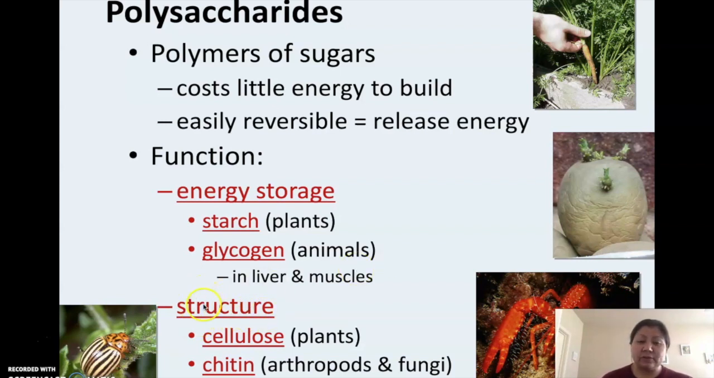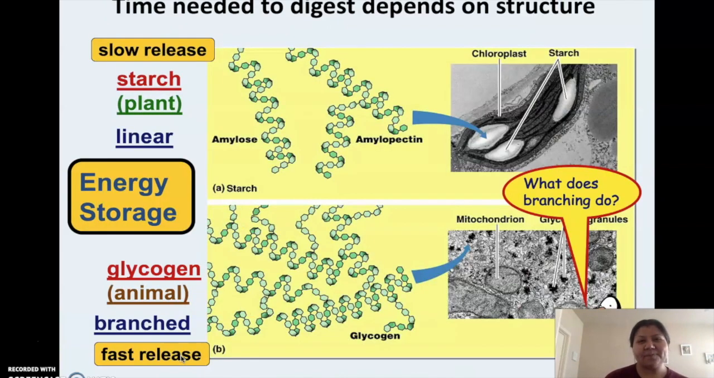You can also use it for structure, such as for cellulose and chitin. And so those will help plants, for example, create that firm structure. And that's why when you bite into celery or carrots, it makes that crunching sound. And then chitin is actually what gives insects that really firm shell. So if you step on a bug and it crunches, it's because you broke apart that chitin.